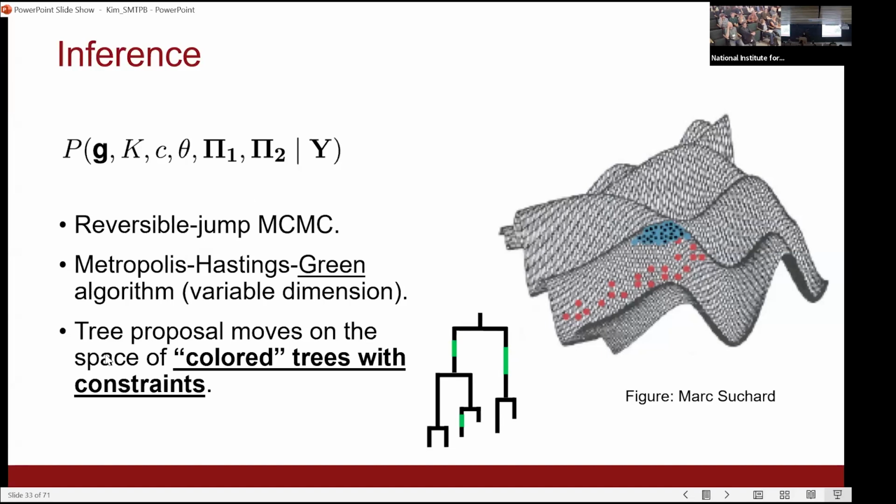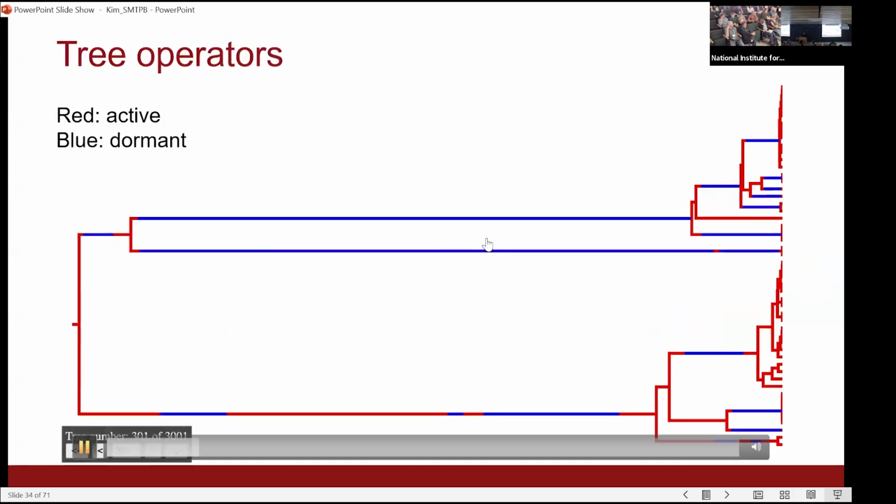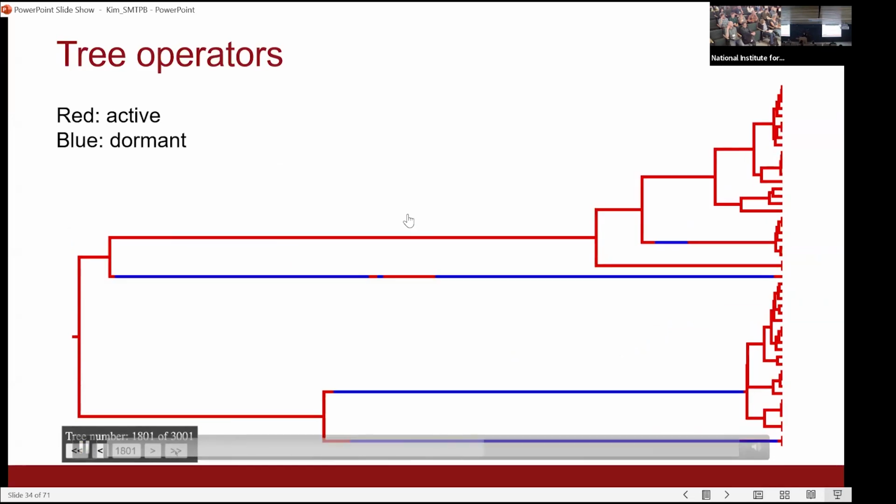However, the tree space is very, as you may all know, very large. And now we have color tree space. So we need to be able to explore the color tree space in a very efficient way. So for example, this is our sample run. The coloring scheme is slightly different.